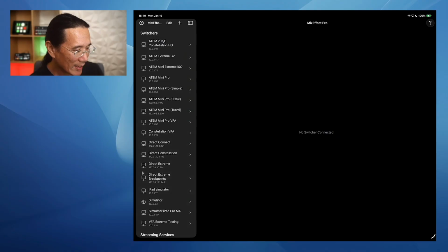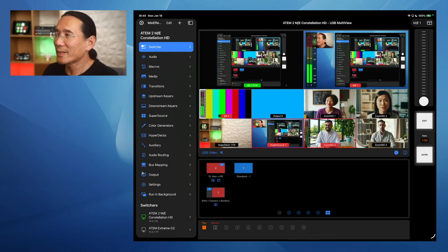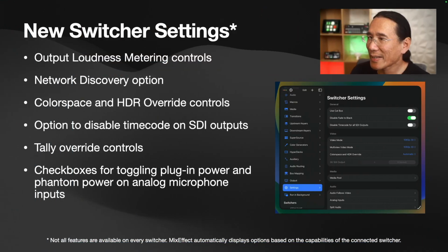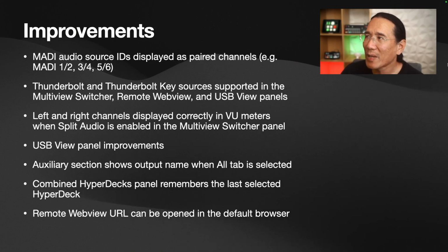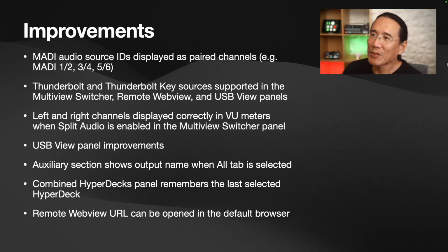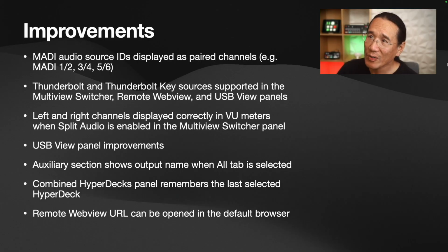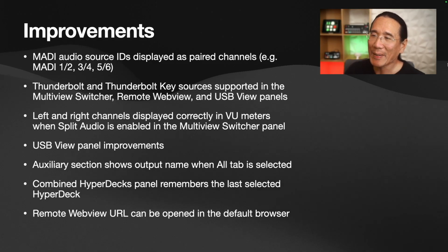So let's switch back to the ATEM 2ME Constellation and take a look at the presentation, see what's next. So improvements. Before, MADI audio sources were displayed as MADI 1, MADI 2, MADI 3, but I've changed that to be more representative of how the MADI interfaces actually are. So you have MADIs 1/2, 3/4, 5/6. And when you do the split audio, then it becomes MADI 1, MADI 2.